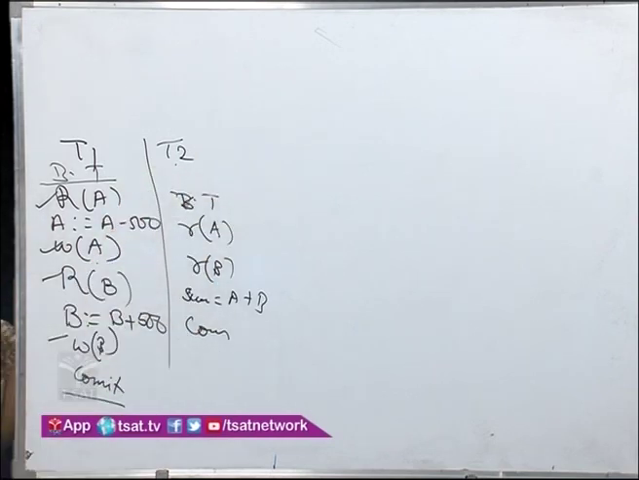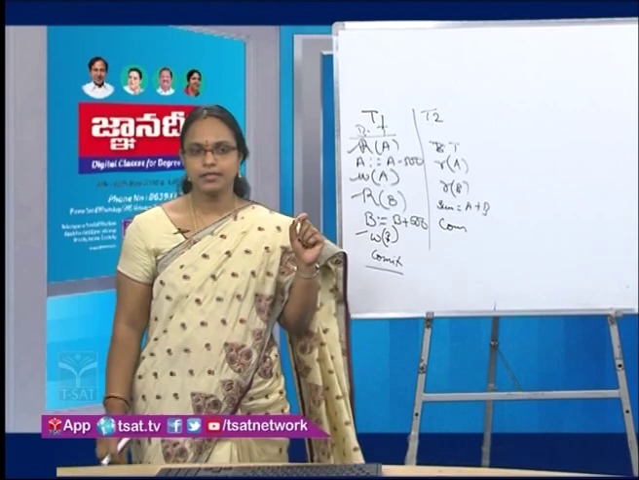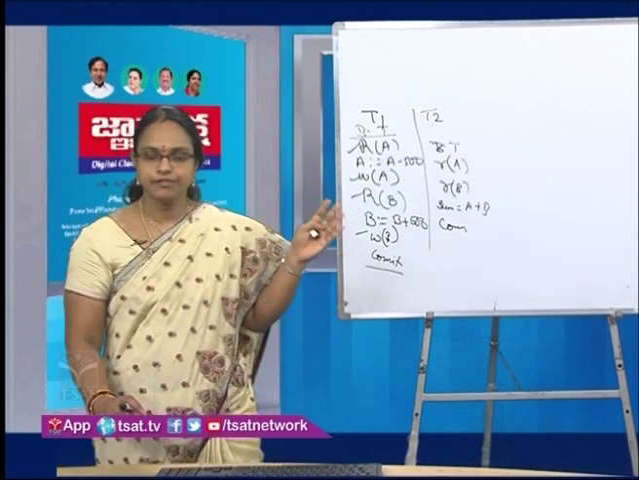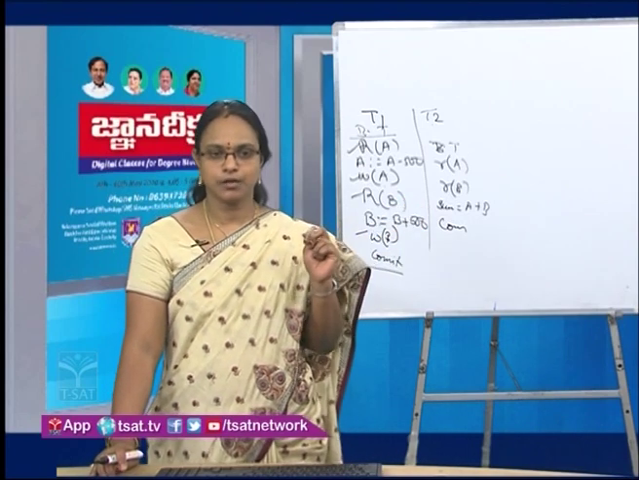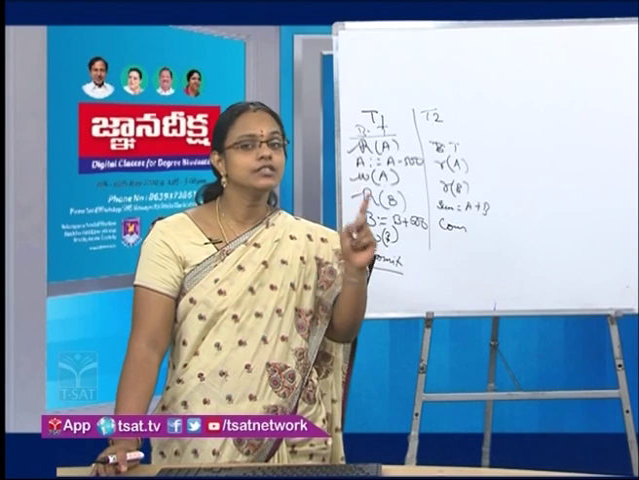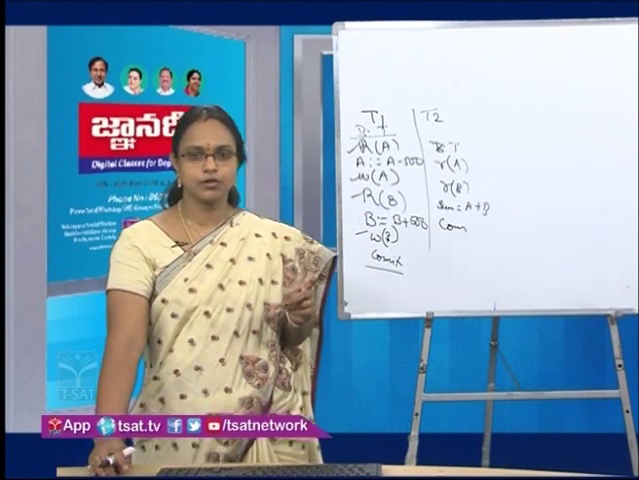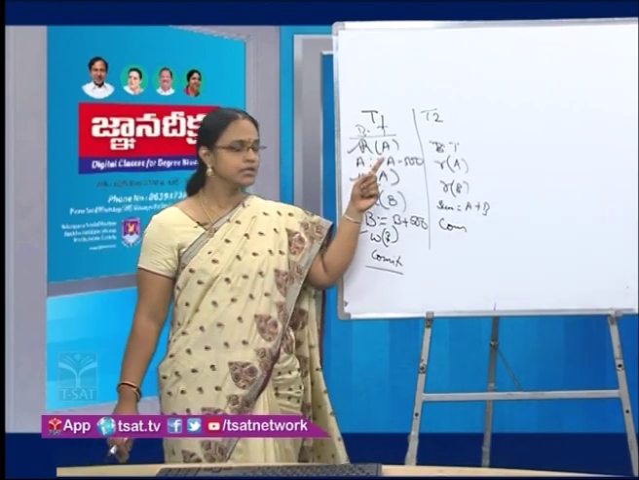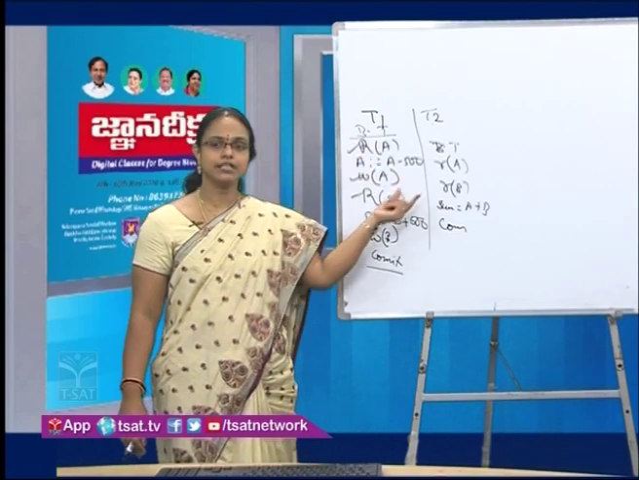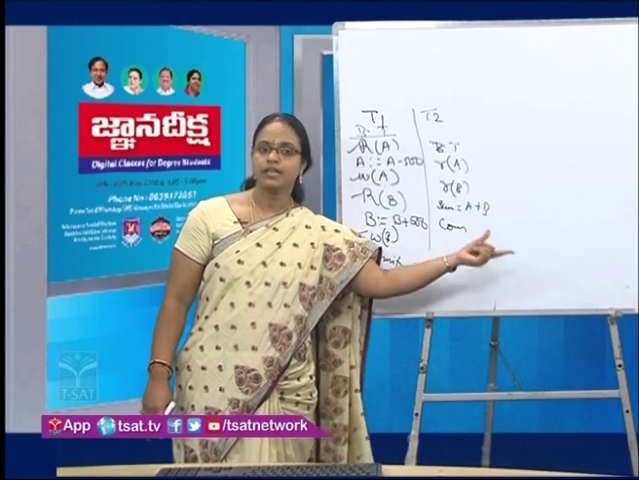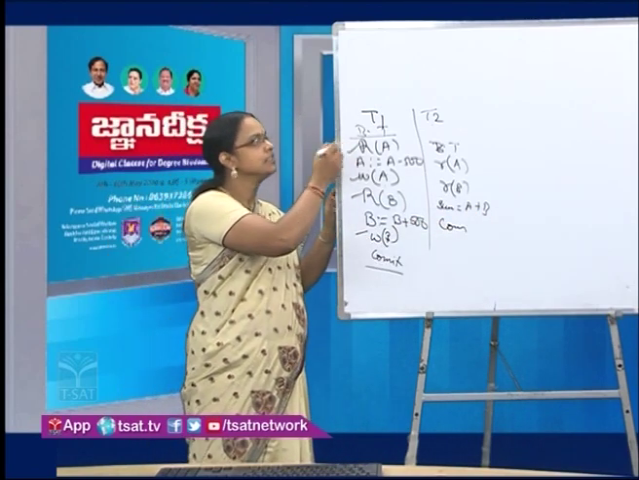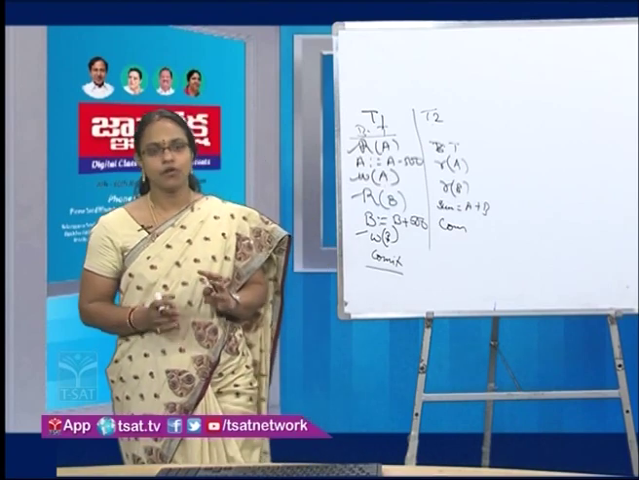So transaction T2 is adding the A and B values, whereas transaction T1 is transferring 500 rupees from account A to account B. If you observe, both transactions are working on the same database objects. What are those objects? Both are working on A and B. T1 is working on A and B, and T2 is also working on A and B. One more thing: these two transactions may execute serially or parallelly.